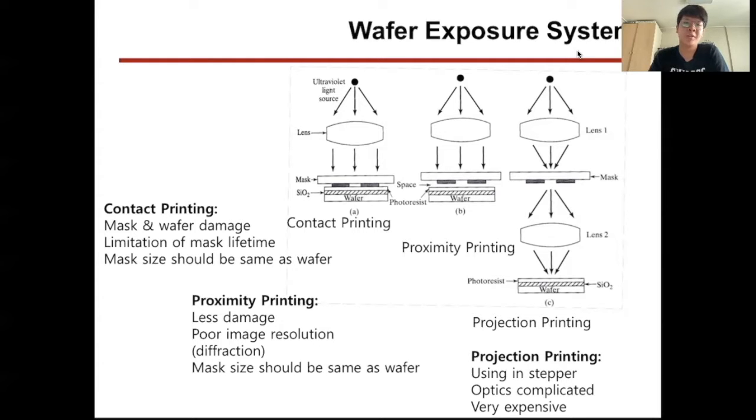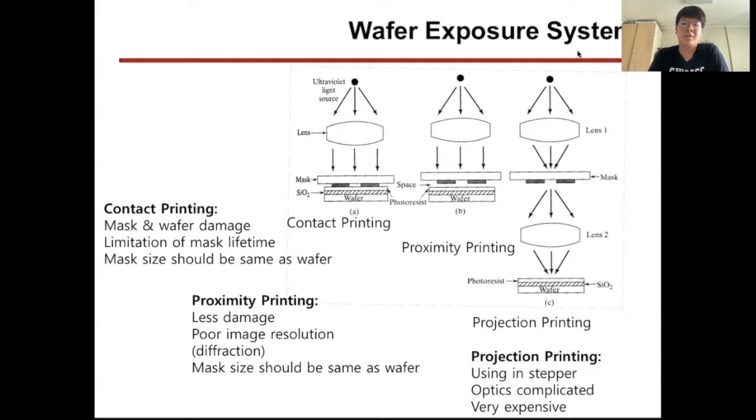And there is proximity printing. Proximity printing has a space between the wafer and mask, so it has lower resolution than contact printing. However, it also gets less damage than contact printing. However, it has a poor resolution.